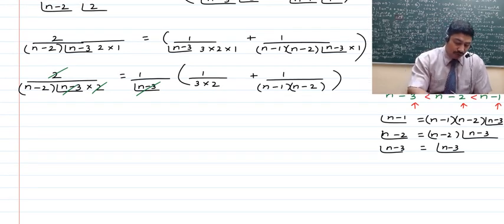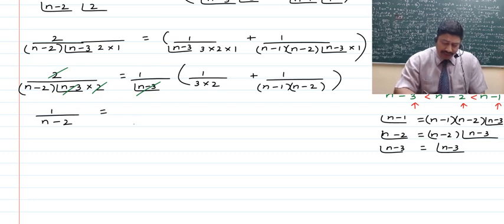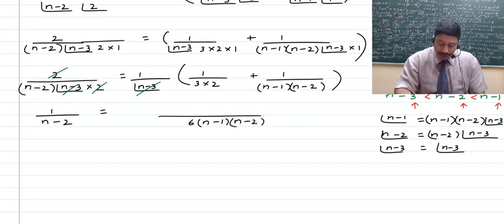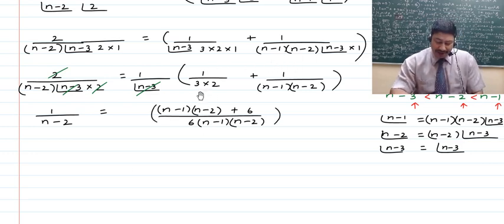So now we are left with simple entities. That is, we are left with 1 upon n minus 2, which will become equal to, in the LCM, 3 into 2, which is equal to 6, further multiplied with n minus 1 times n minus 2. And here thus you will have n minus 1 times n minus 2, to which 6 is to be added. That was because the denominators here were 3 into 2 and n minus 1 times n minus 2.